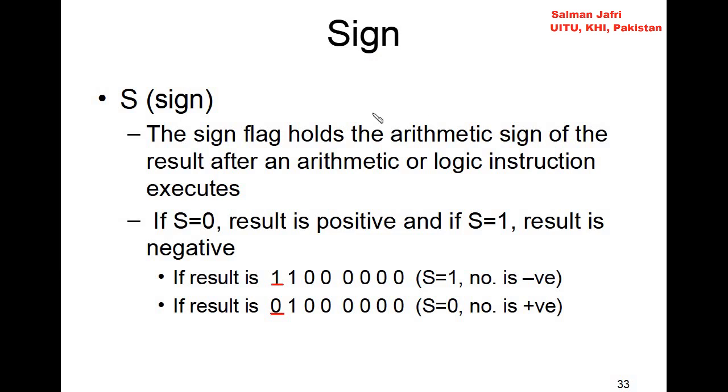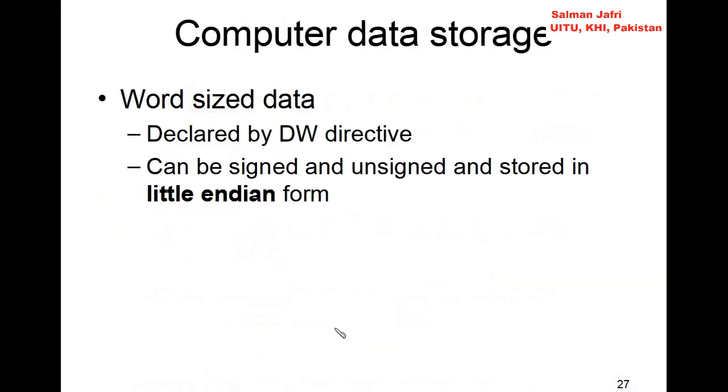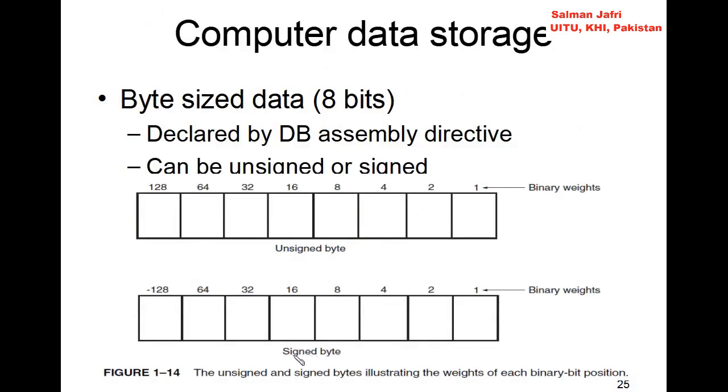Then of course the sign flag holds the arithmetic sign of the result after an arithmetic or logic instruction executes. If sign equals 0, the result is positive. If sign equals 1, the result is negative. So for example, in this particular number, the sign bit is 1, so the sign flag is 1, which indicates that the number is negative. Over here the most significant bit, the sign bit, is 0, which means the number is positive. And that interpretation would be done according to this bit position of the signed byte we already discussed previously.